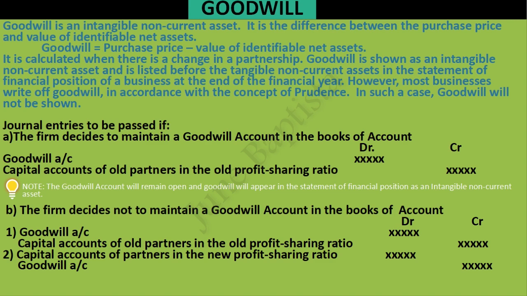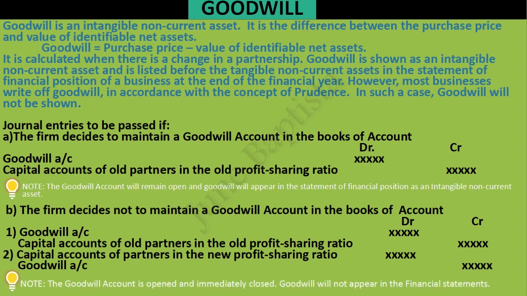The first entry that will be passed is the goodwill account will be debited and the capital accounts of the old partners in the old profit-sharing ratio will be credited. The second journal entry that has to be passed is the capital accounts of all the partners in the new profit-sharing ratio is debited and the goodwill account is credited. Note: the goodwill account is opened and immediately closed. Therefore, goodwill will not appear in the financial statements.